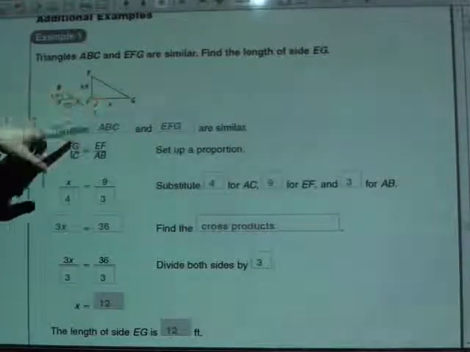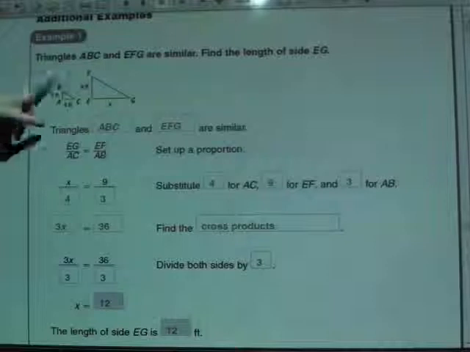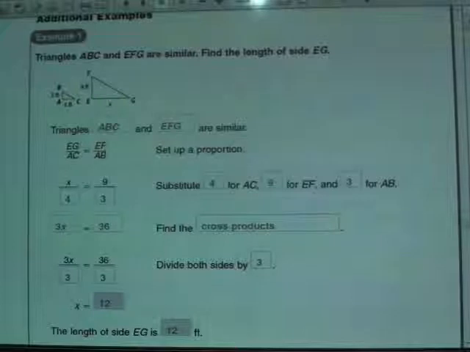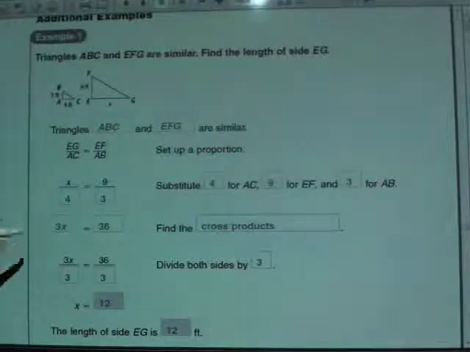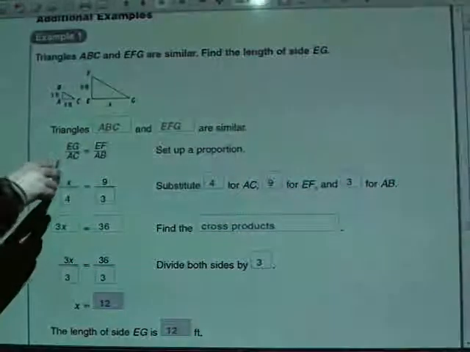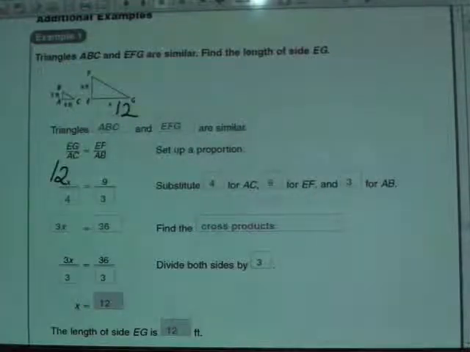For instance, it says here that EG is X, AC is 4, EF is 9, and AB is 3. And now we're going to solve the proportion. Well, we know on the one diagonal, 9 and 4 make 36, which means the other diagonal, 3 times X, also has to be 36. So I'm asking, what do I multiply by 3 to get to 36? Well, 3 times 12 is 36, so X must be 12. And our missing side EG then has to be 12. So the length of side EG is 12.